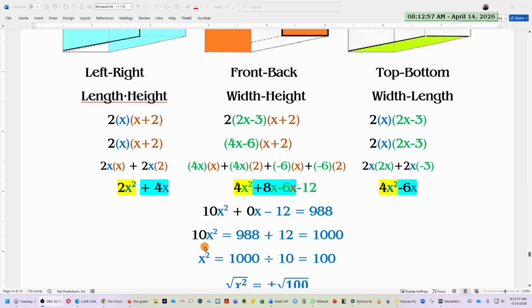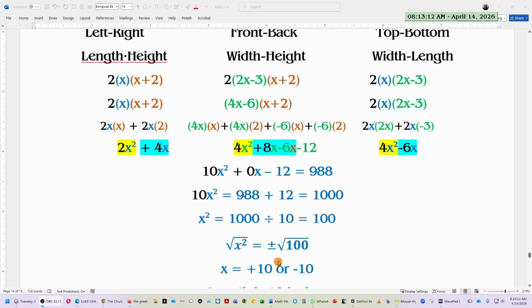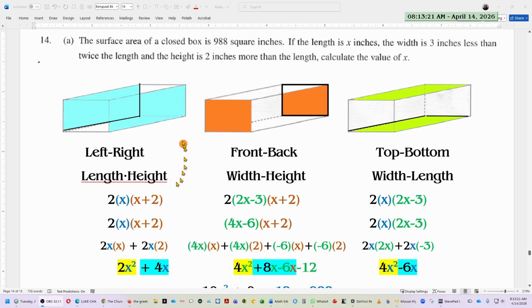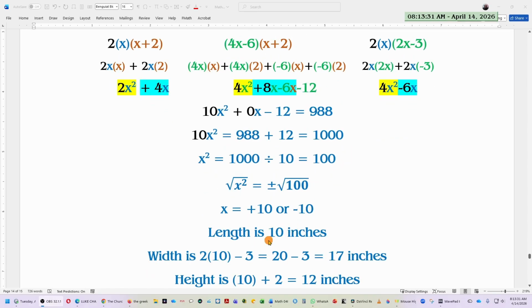Now, I need to divide both sides by 10. And so that's going to give us 100 when 1,000 is divided by 10. When we have x to the power of 2, we need to do the square root to get a single x. And when you take square roots, it's going to be plus or minus. So x can be a positive 10 or a negative 10. But as this is a real-life situation, we can't have a length of minus 10. That doesn't make sense. So the number we want is positive 10. So the length has to be 10.